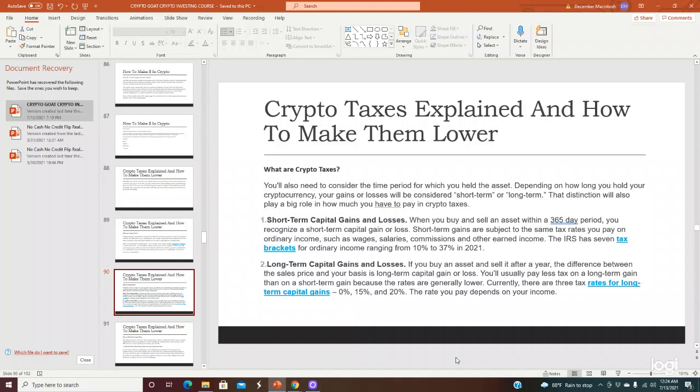So remember, it's always better, I won't say always, but in most cases it's better, especially with a stock or a crypto that you plan on holding longer term, to just keep it for over that year period if you don't want to pay that high tax on it, because a short-term tax will be all the way up to 37%. So let's say you made $100,000 on something, you could end up paying $37,000 in taxes.